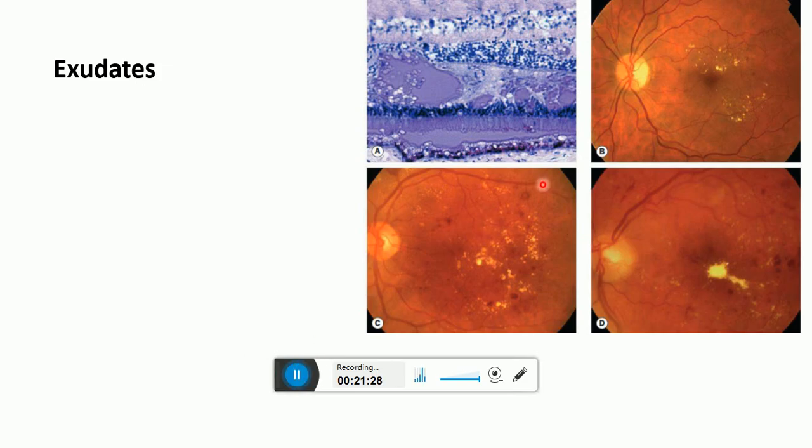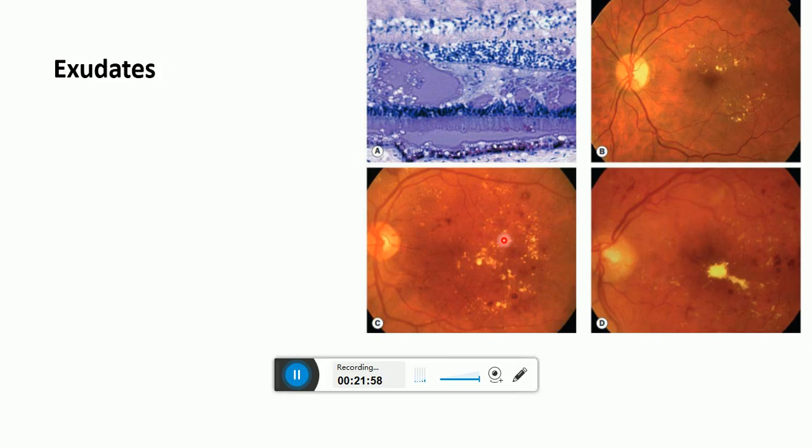They appear as waxy yellow lesions with relatively distinct margins, arranged in clumps and or rings at the posterior pole, often surrounding leaking microaneurysms. With time, the number and size tend to increase. Here you can see the fovea may be involved.